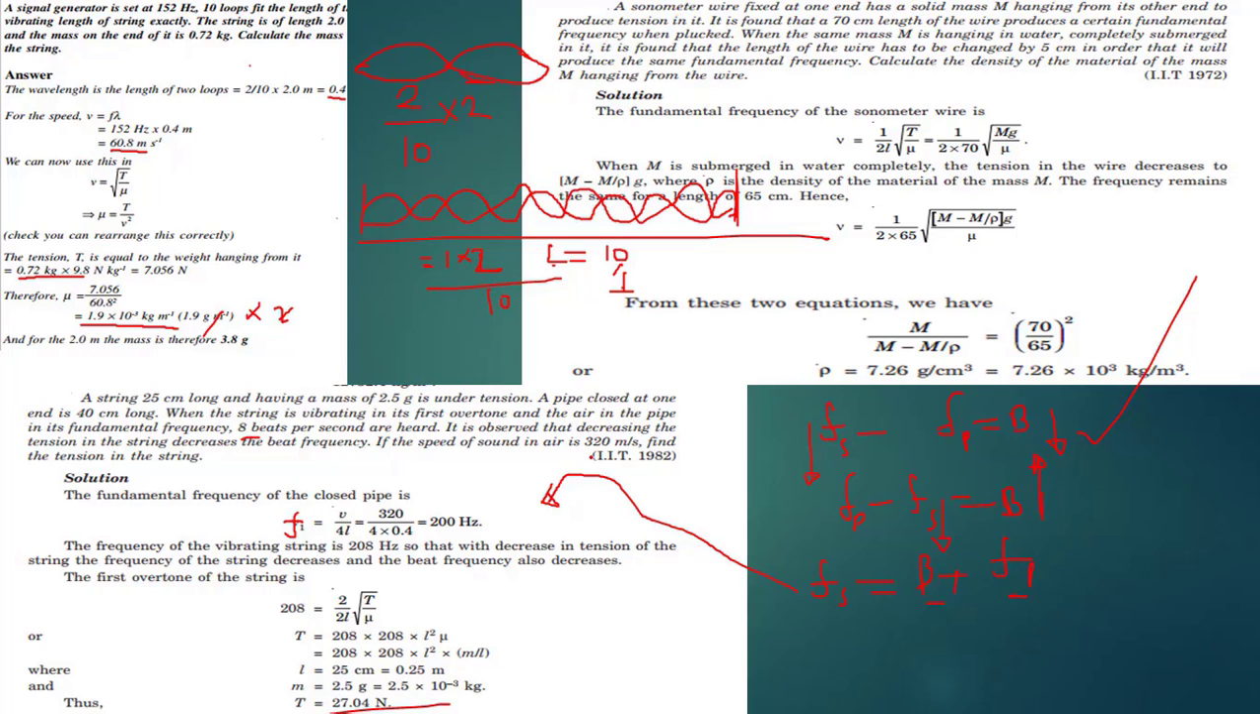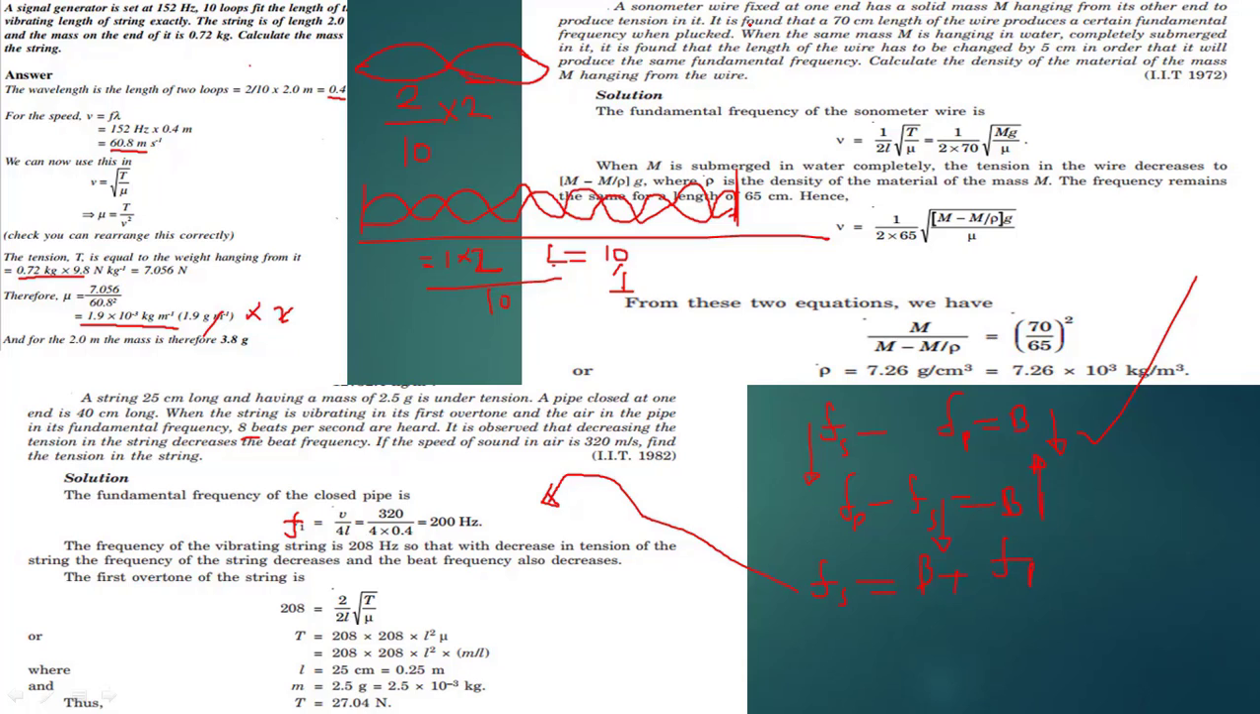We have another example huku. Let us see if you can solve this. Okay, we know that a sonometer wire is fixed at one end, has a solid mass m hanging from its other end to produce tension in it. It is found that 70 cm length of the wire produces a certain fundamental frequency when plucked.